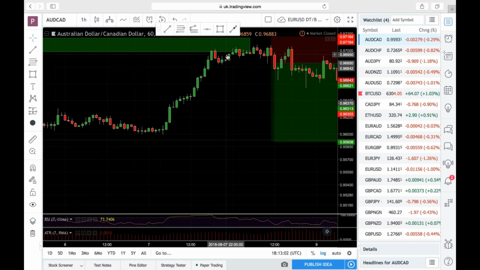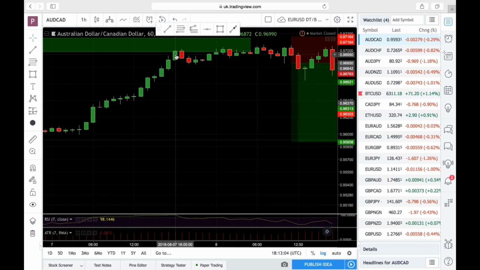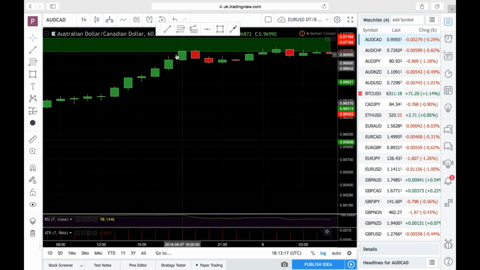So if you have a look here, this is the candle that we are overbought on. If you look down, we're at 98, massively overbought. There's only about 2 points until we hit 100. So this is a massively overbought market. Now we're looking for the next candle to break and close below this green candle here. The next candle would be this red candle.